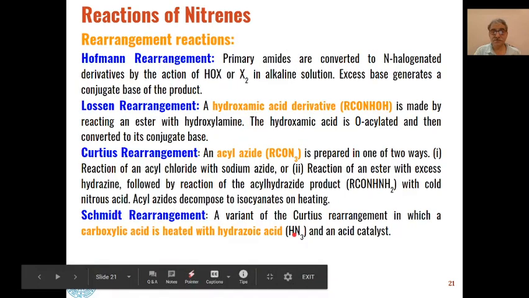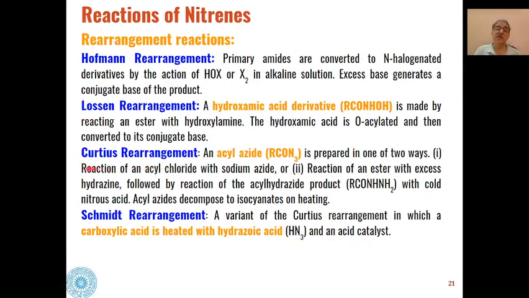Then another rearrangement of a similar type is the Schmidt rearrangement. This is just a variation of the Curtius rearrangement. Here azides are formed from the reaction of carboxylic acid when it is heated with hydrazoic acid in the presence of an acid catalyst. So when carboxylic acid and hydrazoic acid are reacted in the presence of an acid catalyst, they will ultimately produce acyl azides, and these acyl azides are converted into amines through the Curtius rearrangement.